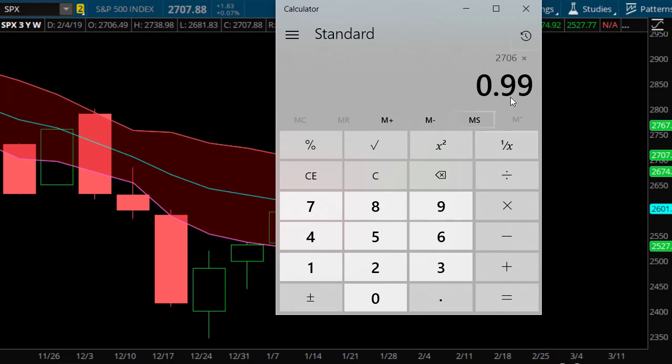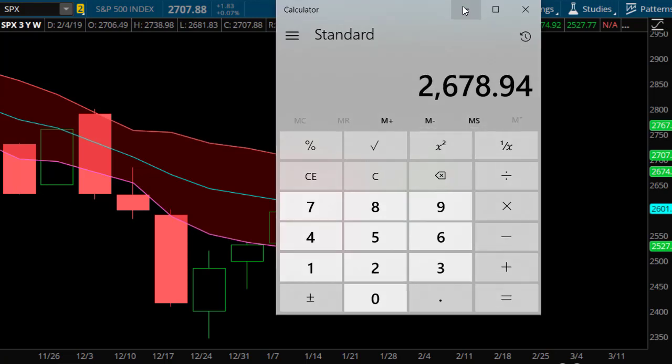Because remember, we're looking to trade slightly out of the money credit spreads. So it doesn't have to move higher necessarily for us to make money. We just need time to pass and for it to not move lower, below 1%. So if we do that, we end up with 2678.